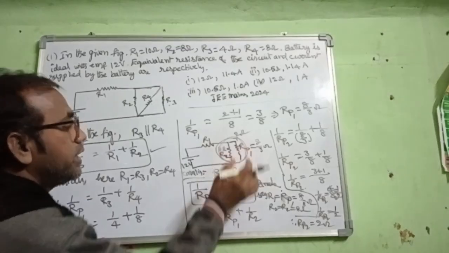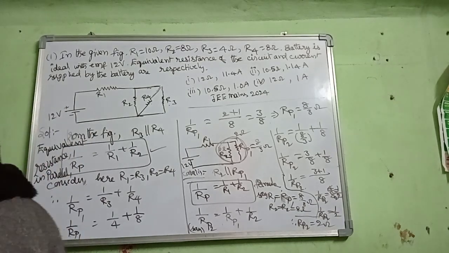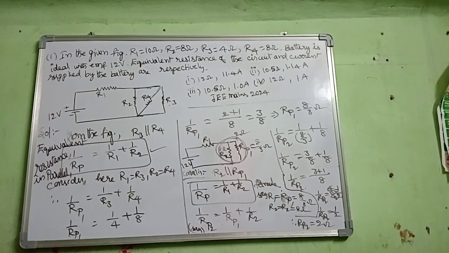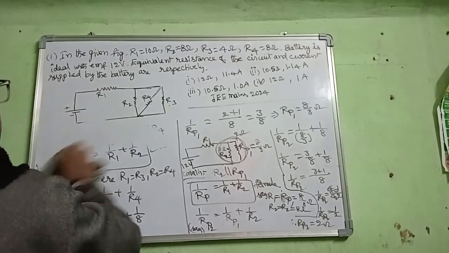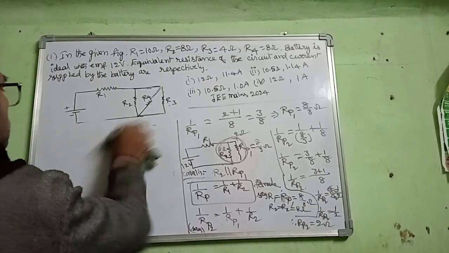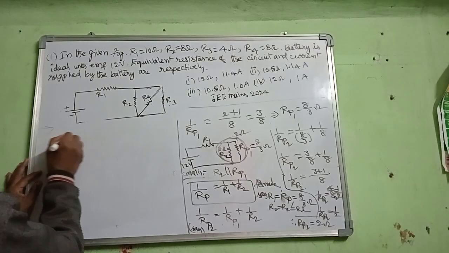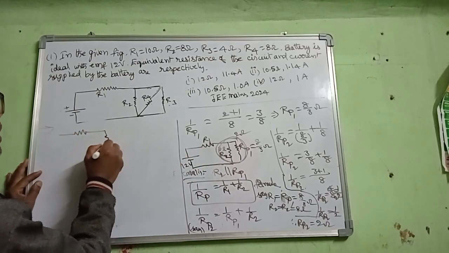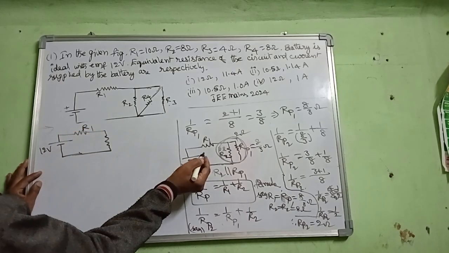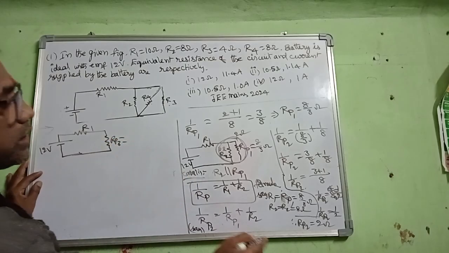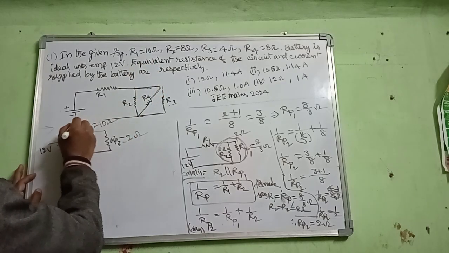Now this is R1, and this, let it be Rp3. Those two are connected in series. See, now this circuit becomes like this. This is the battery, the 12 volt battery. This is R1, this is Rp3, the resultant, and the equivalent is 2 ohm. Now R1 is given as 10 ohm. This is the figure.